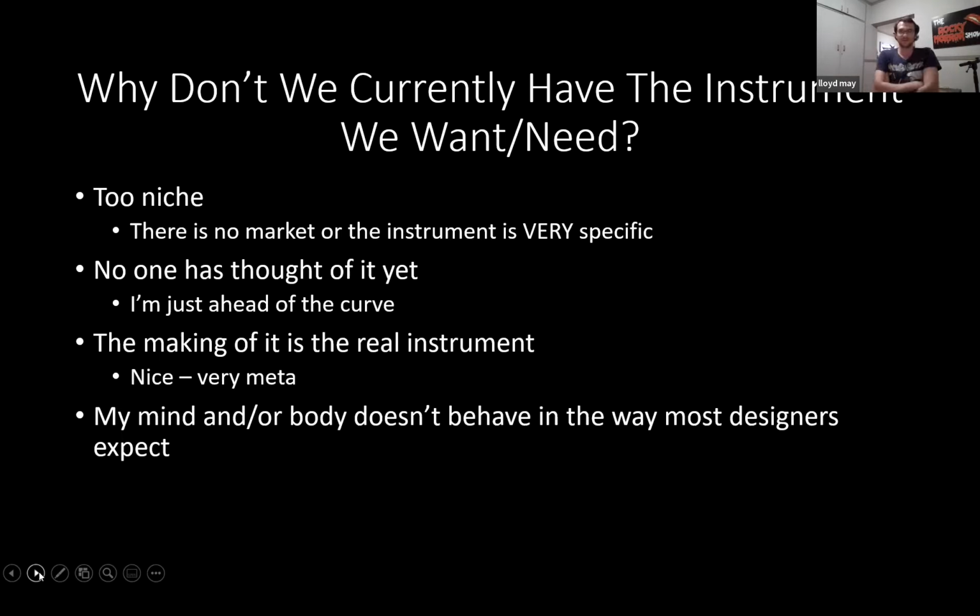The making of it is the real instrument. This is a great answer I got in a workshop I previously taught, and it's very meta, and I appreciate that. And then the last one, and again, sorry, a bit of a canned answer, is that if your mind and/or body doesn't behave in the way designers expect, instruments might be more or less challenging for a person to access or play.